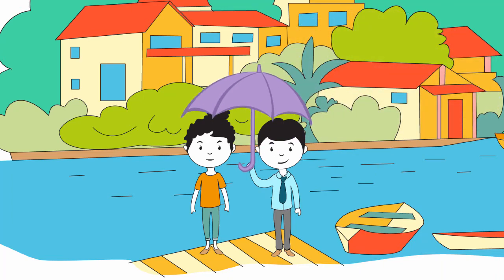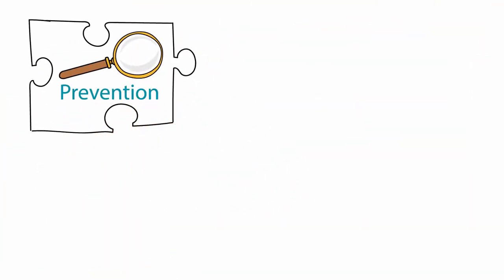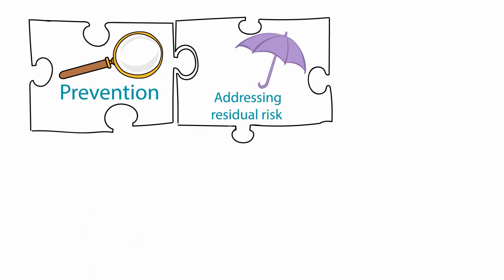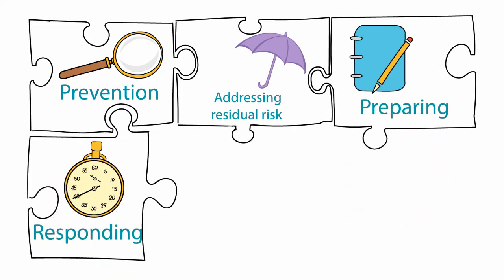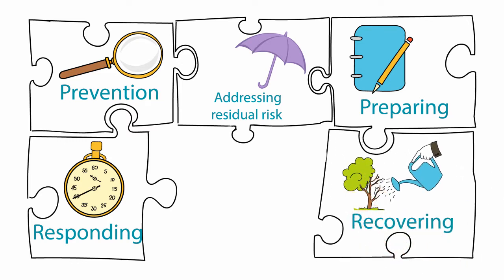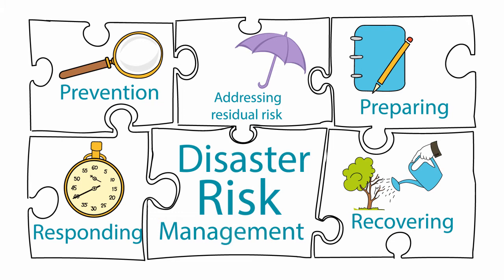To better protect Mia against possible natural hazards, there are 5 steps. 1. Risk prevention. 2. Addressing of residual risk. 3. Preparing. 4. Responding. And 5. Recovering. These steps are all part of a disaster risk management approach that integrates risk transfer solutions.